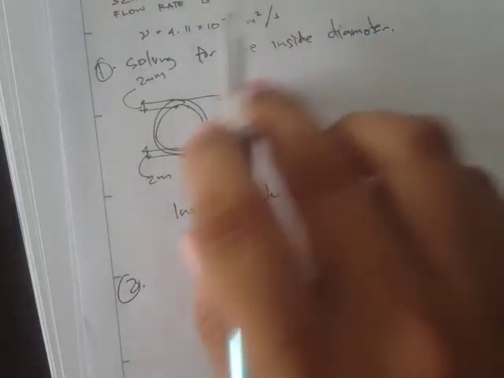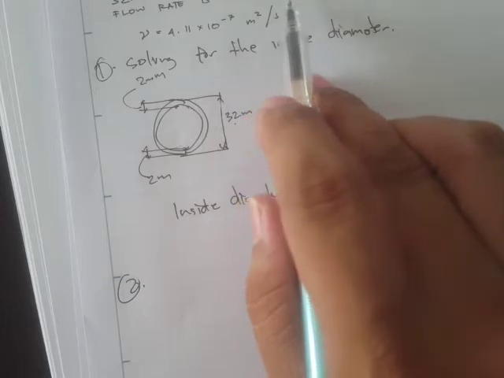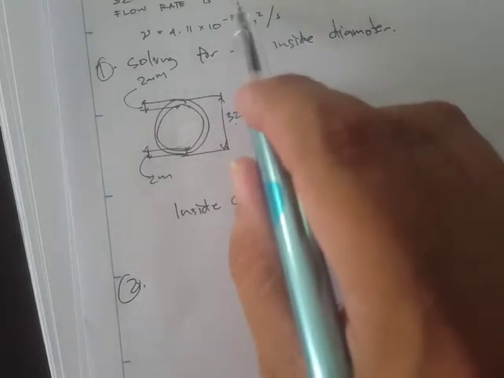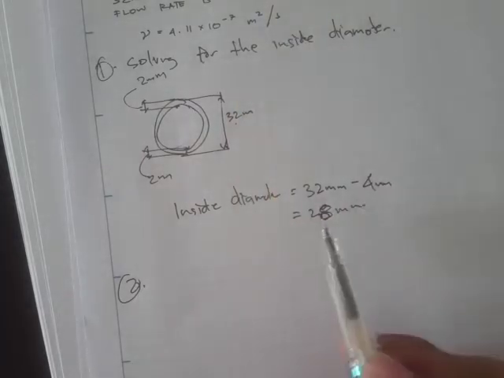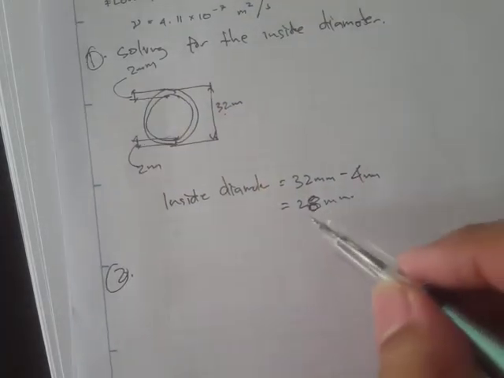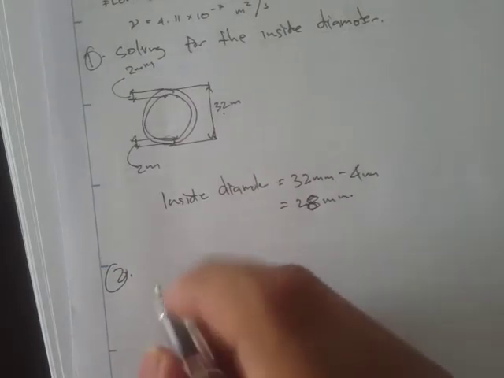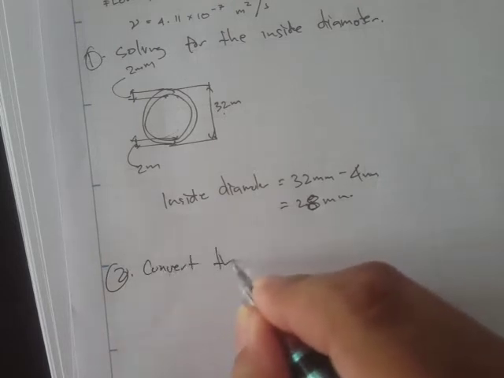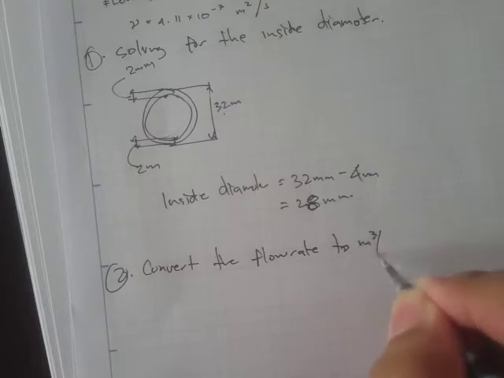And it says here the flow rate is 285 liters per minute. So we have the big letter Q, the flow rate, and we have the diameter, which can be translated to area, and therefore we can find the velocity. So convert the flow rate to meter cubed per second.